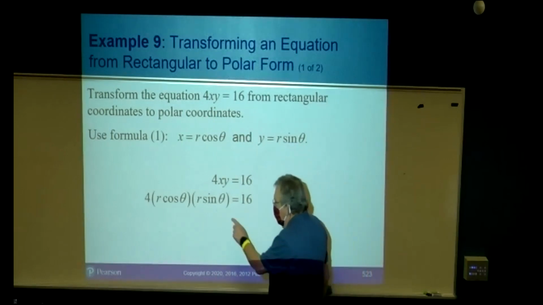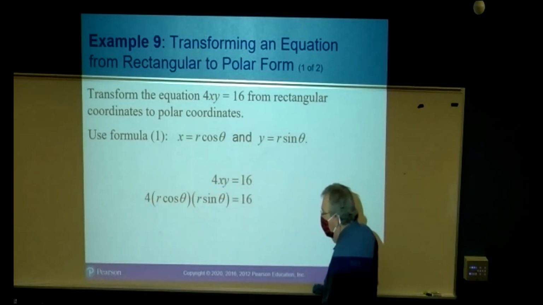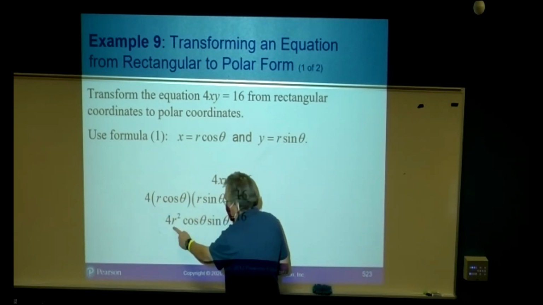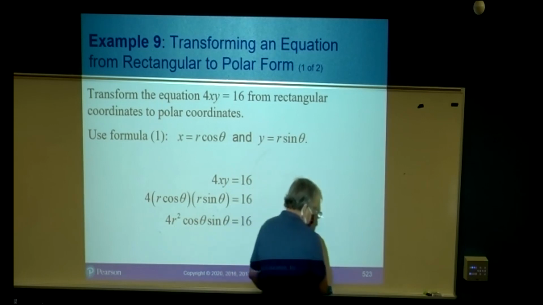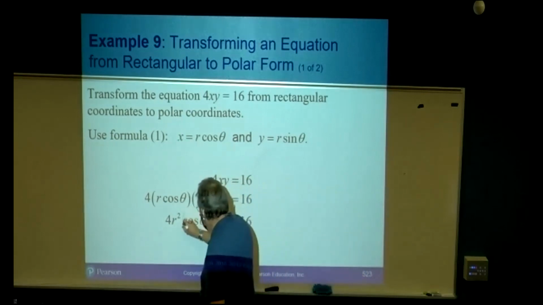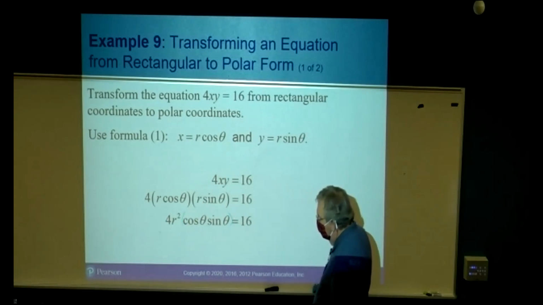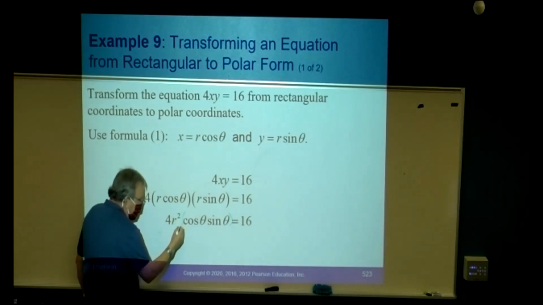I can factor the 2 r's out as r squared, because I'm just multiplying here. This is just straight multiplying. So I'm doing r times r, which is r squared, and then cosine times sine. And this part here almost looks like a trig identity. But I'm missing something in front of this.